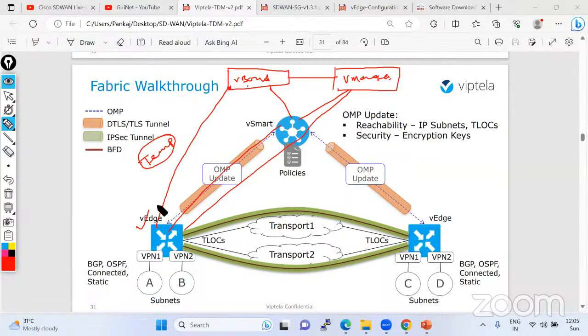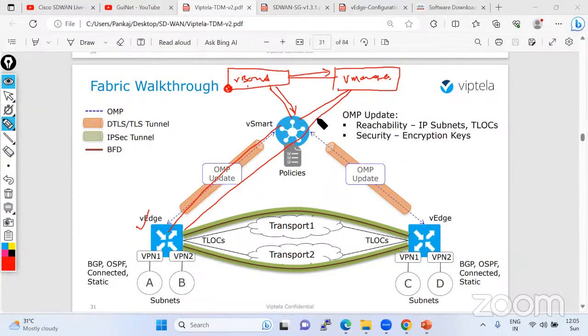Once any device is onboarded, the first time it is authenticated by the vBond. Once authentication is done, this connection will be broken, it is not required. You can remove it from this list because your authentication is done. Do you understand this information? Once authentication is done, it will say, hey, someone new has joined. It will pass this information to this and this.